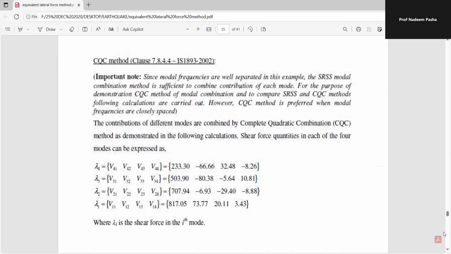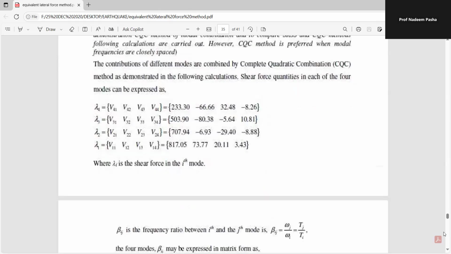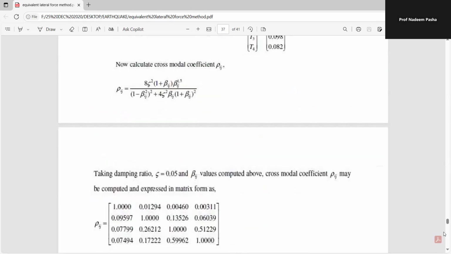Important note: if you see, since the modal frequencies are well separated in the example, the SRSS modal combination method is sufficient to combine the contribution of each mode. For the purpose of demonstration of the CQC method of modal combination, and to compare SRSS and CQC methods, the following calculations are carried out. However, the CQC method is preferred when modal frequencies are closely spaced. The contributions of different modes are combined by the complete quadratic combination method, demonstrated in the following calculation. Shear force quantities in each of the four modes can be represented in this way. This is the damping ratio.